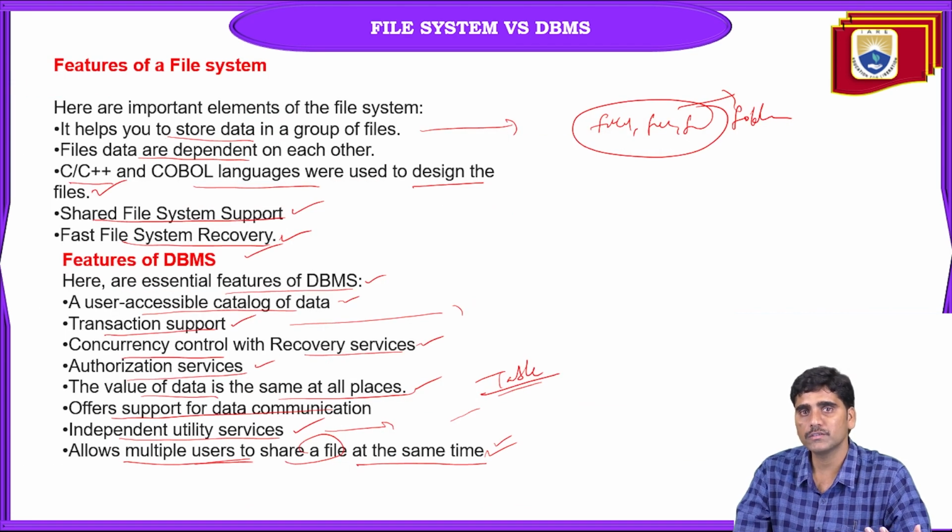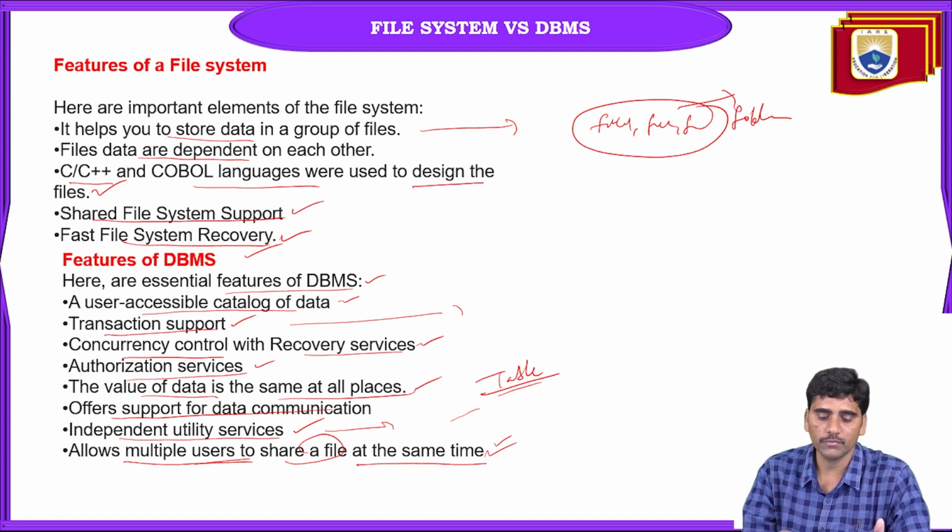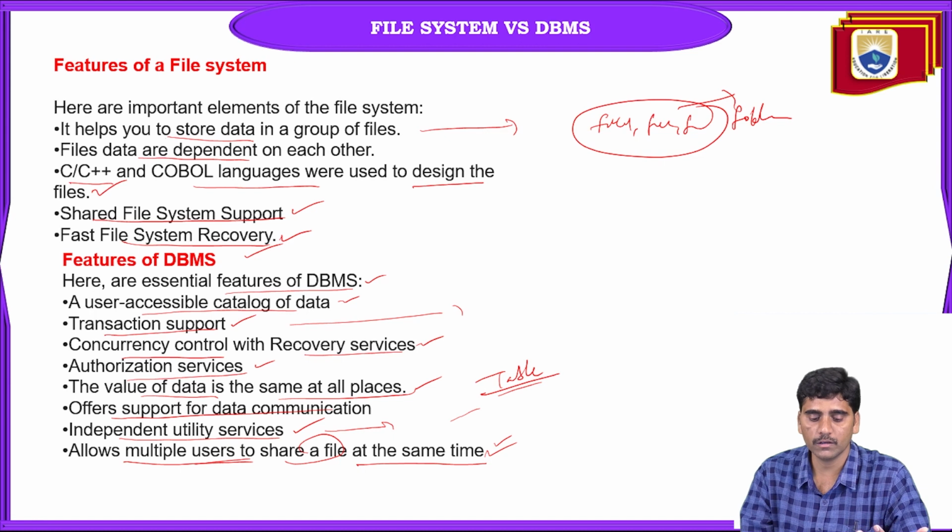Now the features of the file system. What are the different features, and what languages do we use to design the files? C, C++ or COBOL languages are used to design the databases and files. The features include centralization of the data, authorization of the services, and it allows multiple users to share files at the same time.